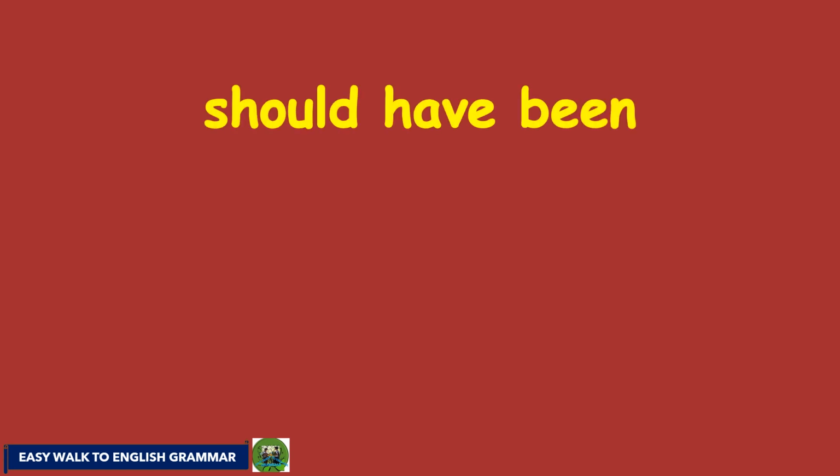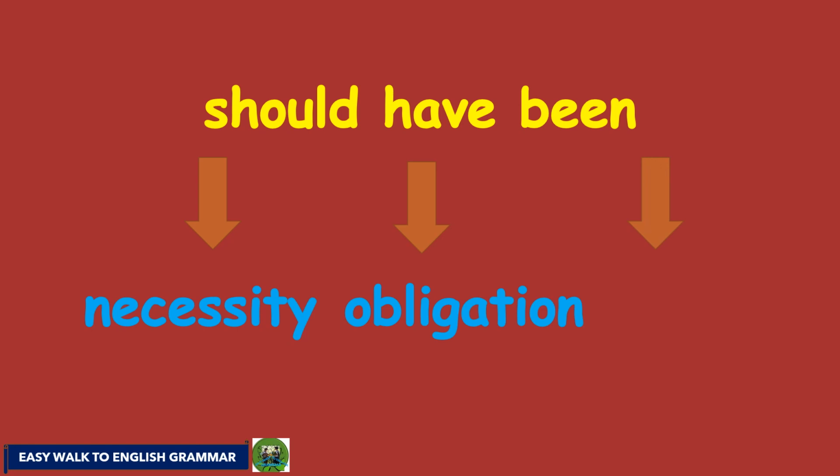As we framed a diagram for could have been and would have been, we can frame a similar kind of diagram for should have been also. Should have been can be used to indicate necessity, obligation, or duty, not in the present, in the past. These necessity, obligation, and duty cannot be done or satisfied in the present or future. It should have happened in the past. That's the difference.